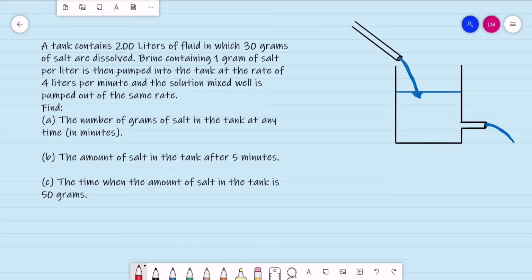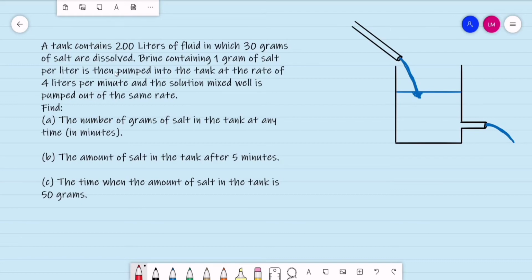Okay, so let's have another example for the brine solution. A tank contains 200 liters of fluid in which 300 grams of salt are dissolved. Brine containing 1 gram of salt per liter is then pumped into the tank at the rate of 4 liters per minute, and the solution, mixed well, is pumped out at the same rate. Letter A: the number of grams of salt in the tank at any time t in minutes.